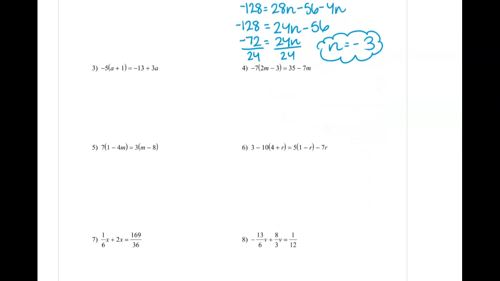I'll show you number 5 too. It's just a couple of sets of parentheses to distribute. So 7 times 1 is 7, negative 4m times 7 is negative 28m, equals 3m minus 24. If I add 24 to both sides, 24 plus 7 is 31 minus 28m equals 3m. Add 28m to both sides, 31 equals 3m.